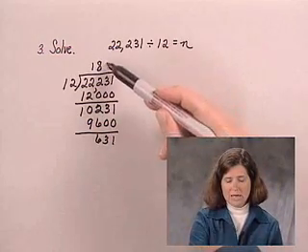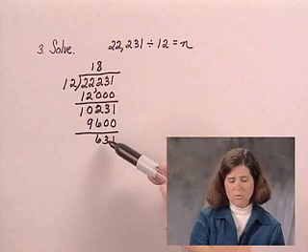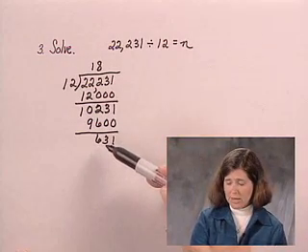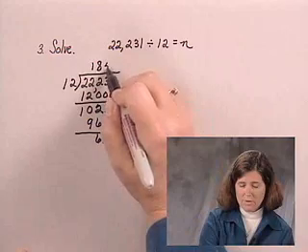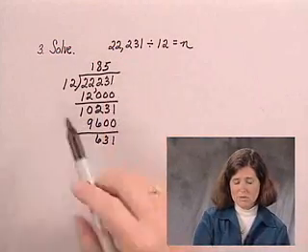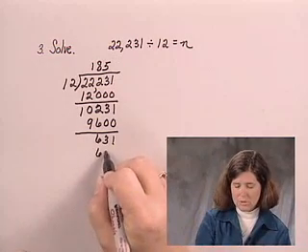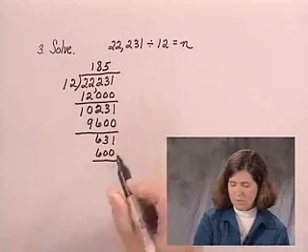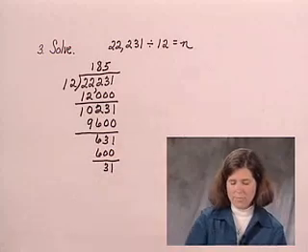Now we're working on the tens place. We drop down. We want to know 12 goes into 63 how many times? And that would be 5. Or actually it's 50 times 12. 50 times 12 is 600. So we subtract 600 from 631, and we have 31.